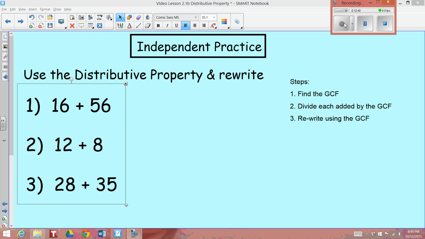Please make a note that there's a slight correction in question 3. It's not 26 plus 35. It's actually 28 plus 35. Some of you probably realized that you weren't able to find a greatest common factor of 26 and 35. It was a misprint. So now try number 3, 28 plus 35. Alrighty, now we're ready to self-check.